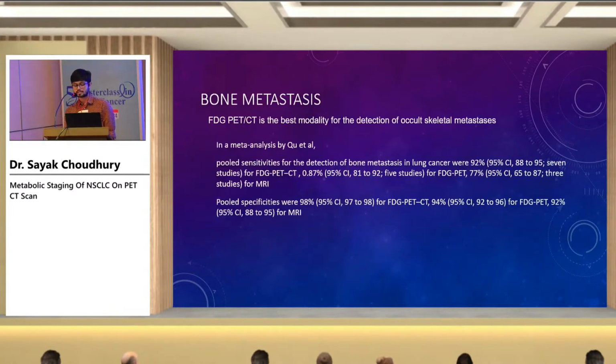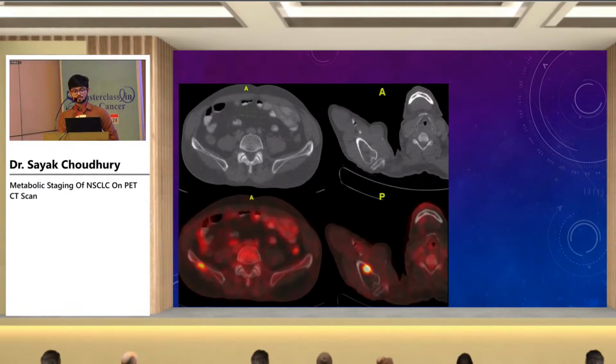So bone metastasis: FDG PET is the best modality to detect occult skeletal metastasis. In this meta-analysis, they showed that FDG PET has a sensitivity of 92% and a decent specificity for detecting bone metastasis. So the main thing to remember about bone metastasis and FDG PET is that FDG PET can detect a lot of occult bone metastasis, even in relatively early stage tumors, and it actually can change management.